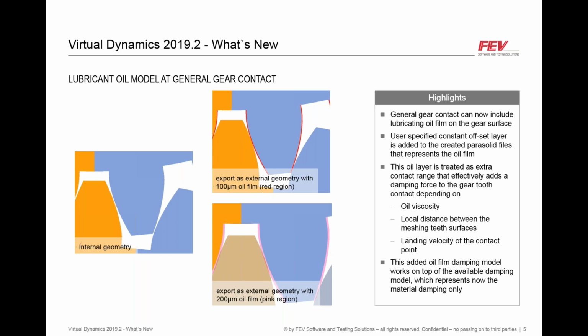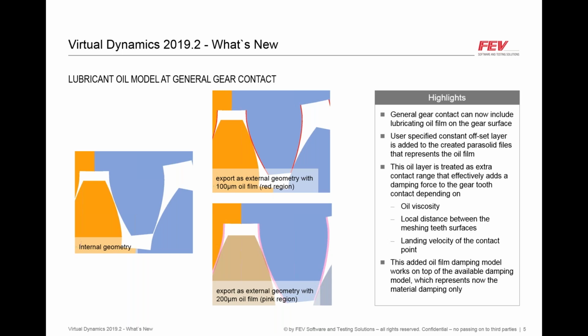The user-specified constant offset layer is added while creating the Parasolid files, and that represents the oil film. This oil layer is treated as an extra contact range that effectively adds a damping force to the gear tooth, and the contact depends on oil viscosity, the local distance between the meshing teeth surfaces, and also the landing velocity of the contact point. So this added oil film damping model works on top of the available damping model, which now represents the material damping only.